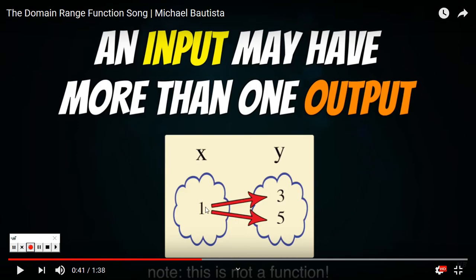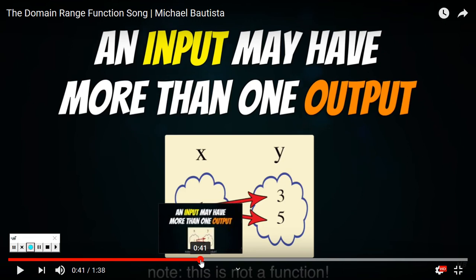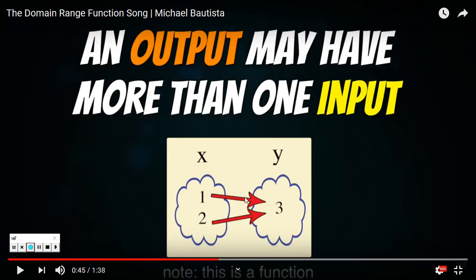Would this be a function though? No, it wouldn't, because 1 is going to 3 and 5. That's a situation where it's not a function, because 1, the input, is going to 2 outputs. Each input can only have one output to be a function. Here's a different one, and this one would be a function like we said earlier. 1 and 2 are both going to the same output. That's okay to be a function. So 1, 3 and 2, 3: the x's don't repeat in those ordered pairs.